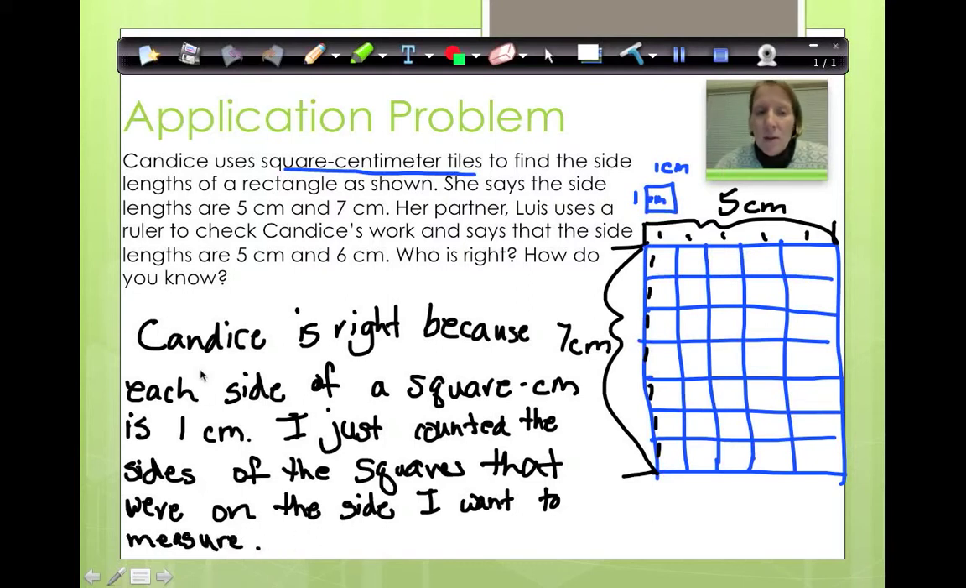Okay, now did I have a capital? Do I have a period? Any words that I can possibly use like square are spelled right, because I got them already up here. Okay, very good. So, why is she right? Candace is right because each side of a square centimeter is 1 centimeter. I just counted the sides of the squares that were on the side I wanted to measure.